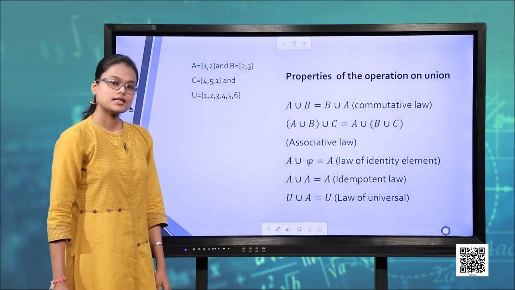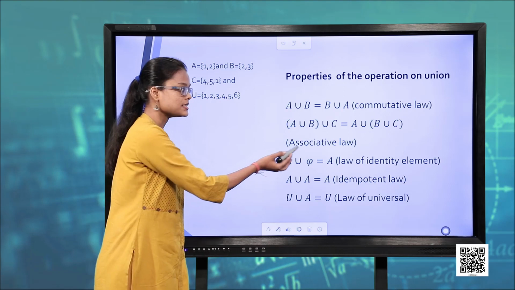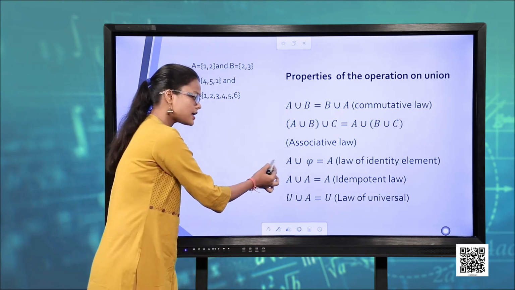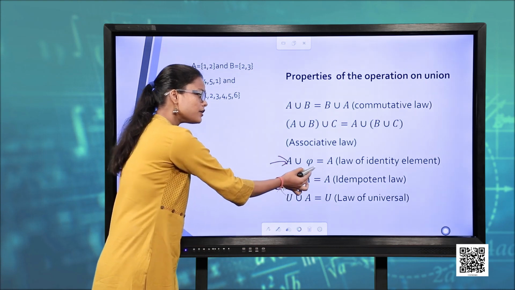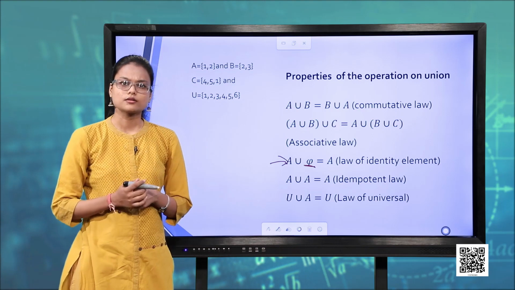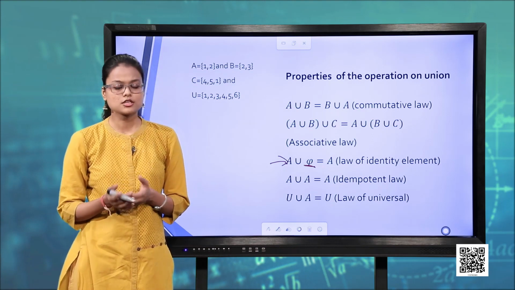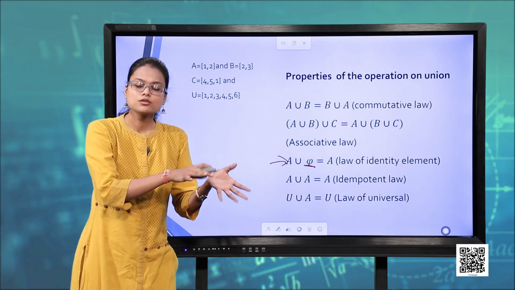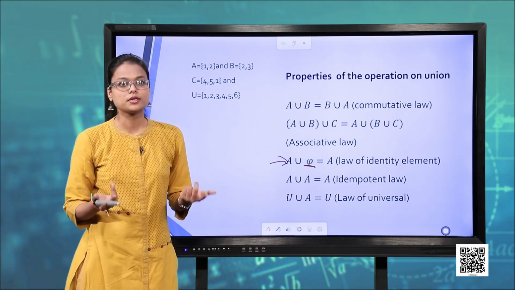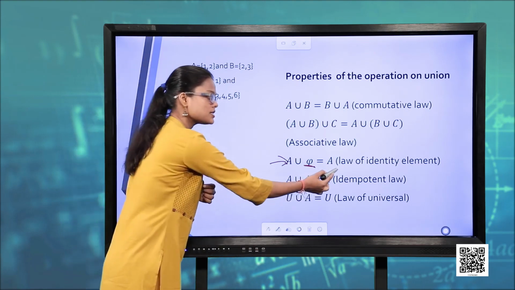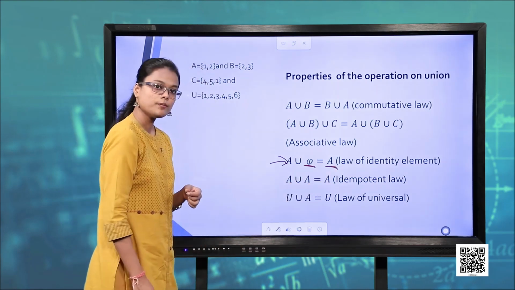Now the next law is the law of identity element. Very interesting law. A is any set. If we union with an empty set, what will be the answer? The empty set does not have any elements, so we cannot add any element to A. So what will be the result? It will be the same set, that is set A. So here it is.